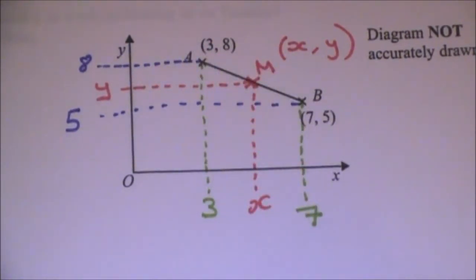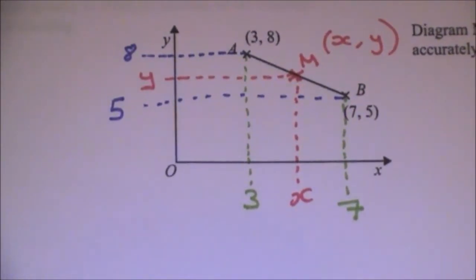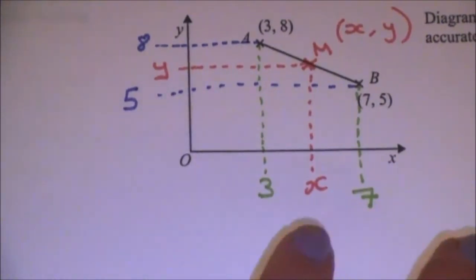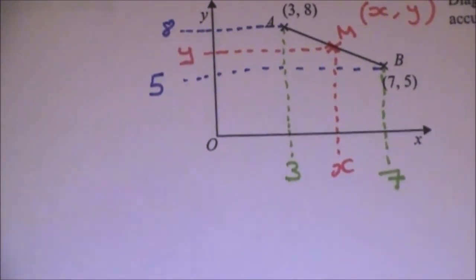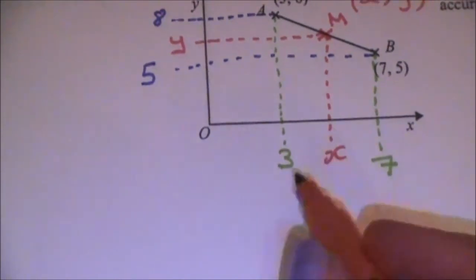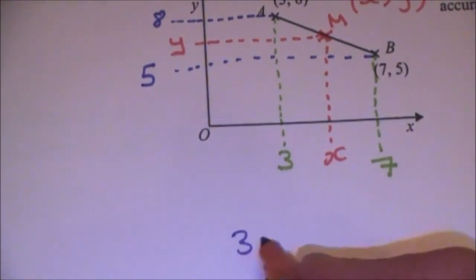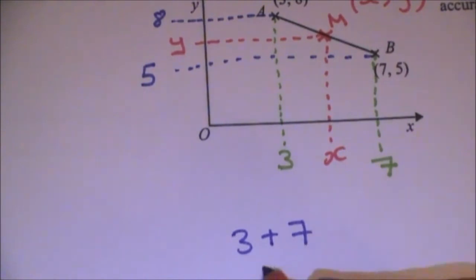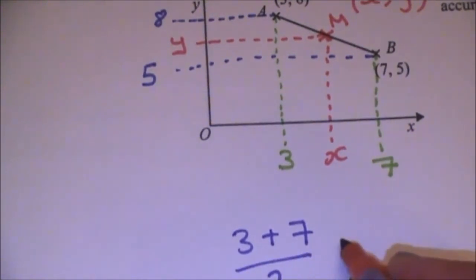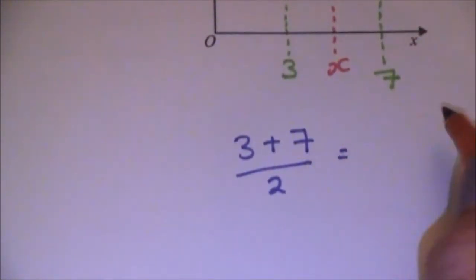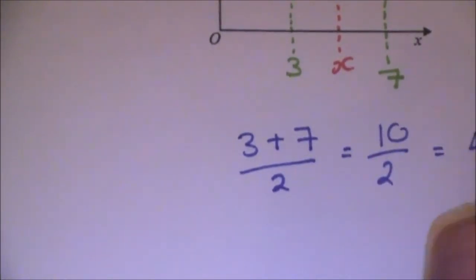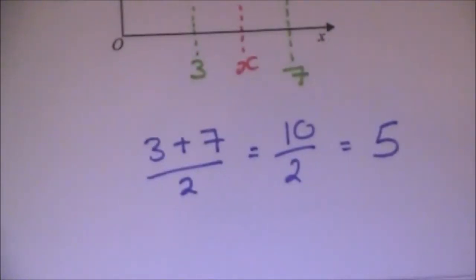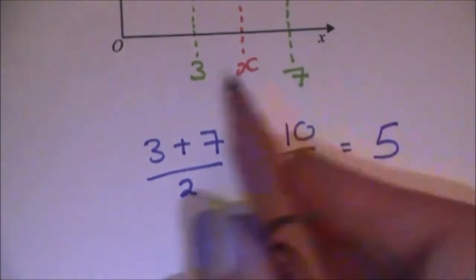So what I need to do is find the middle number between 3 and 7 and the middle number between 8 and 5. And just like in many other areas of maths, in order to find the midpoint of two numbers, you add them together and then divide by 2. So the first thing I'm going to find is my x coordinates. So in order to do that, I'm going to do 3 plus 7 divided by 2. And 3 plus 7 is 10 over 2, which is 5. So my x coordinate is equal to 5.